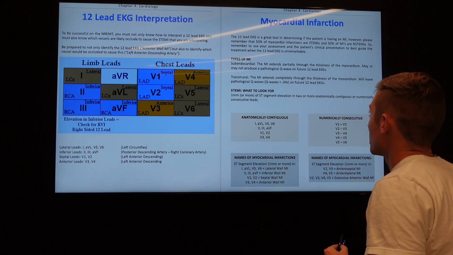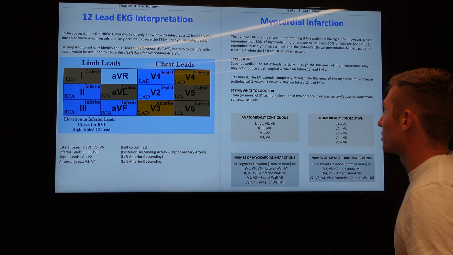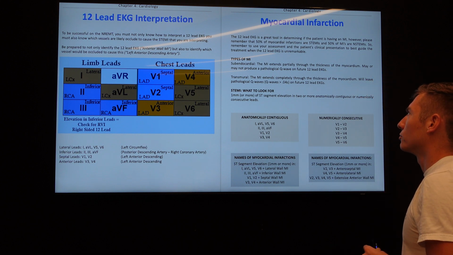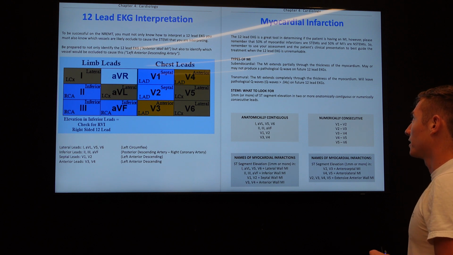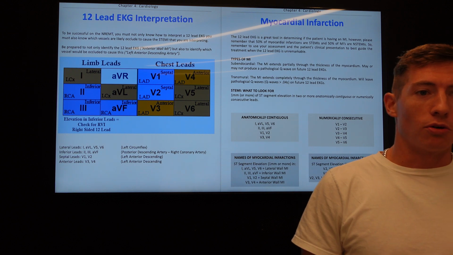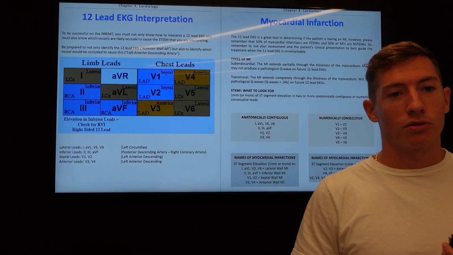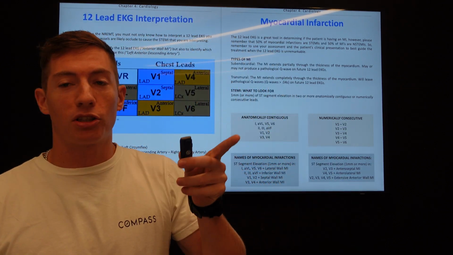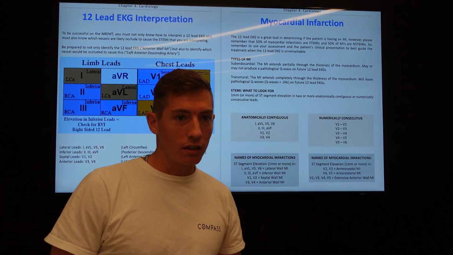So remember to use your assessment and patient's clinical presentation to best guide you. You have different types of myocardial infarction. So you have subendocardial. This is when the MI extends partially through the thickness of the myocardium, so it may or may not produce a pathological Q wave on future 12 leads. So you might not see that little Q before the QRS.